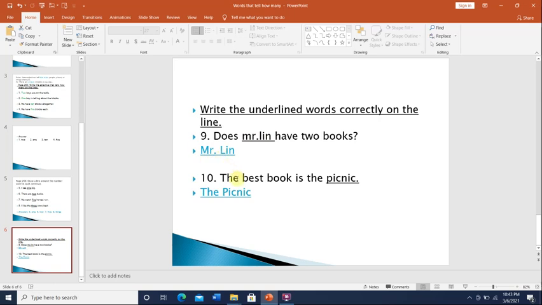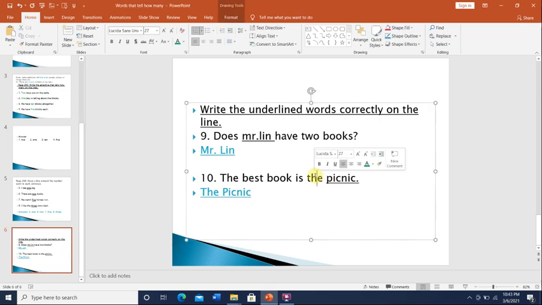The best book is The Picnic. The name of the book is The Picnic. Remember, in a book title, the first letter of the first word must always be capital, even if it's not an important word. So for The Picnic, we must capitalize the T, and the second word is picnic, we must capitalize the P. This is how you write the book title of the story.